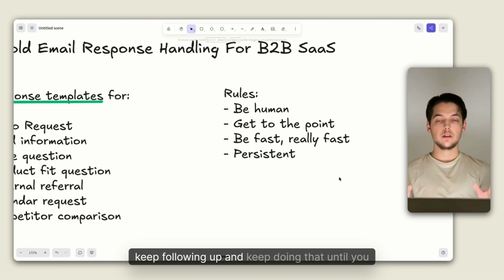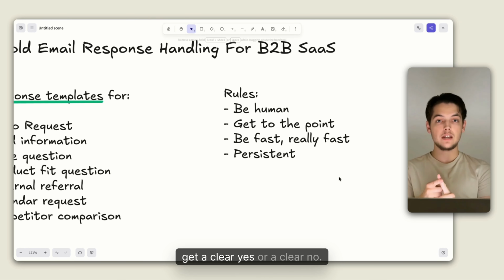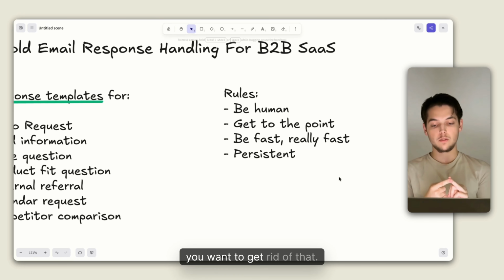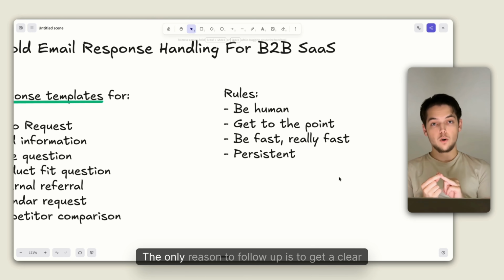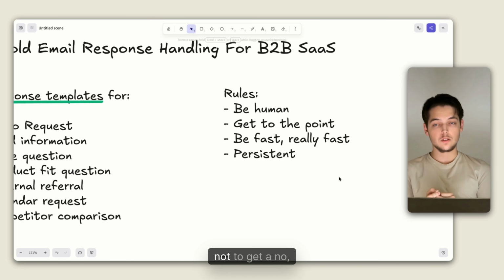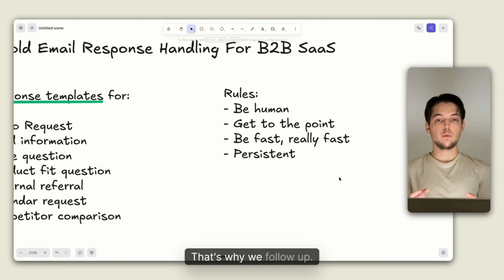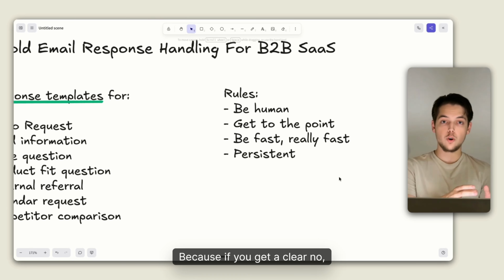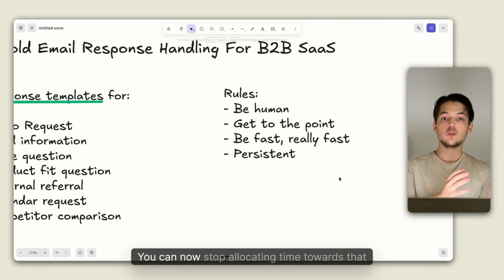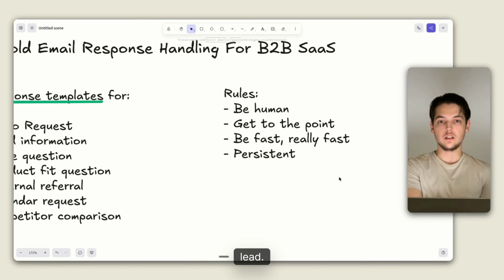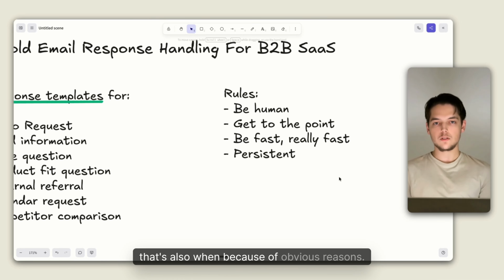Keep following up and keep doing that until you get a clear yes or a clear no. But we don't like the maybes. And that's why with follow-up, you want to get rid of that. All right? The only reason to follow up is to get a clear outcome. It's not to get a yes, not to get a no. It's to get a decision. That's why we follow up. Because if you get a clear no, that's a win. You can now stop allocating time towards that lead. Get a yes, that's also a win because of obvious reasons.